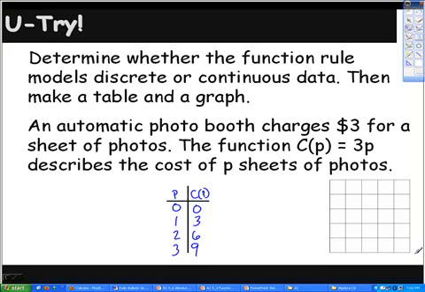So if this is my number of sheets, P, then this is my C of P, cost. So if I look at 1, 2, 3, 4, or 5, I should see along here. Let's go by 3s here. 3, 6, 9, 12, and then up here that'll be 15. So we would have 0, 0. We would have 1, 3, 2, 6, 3, 9. If we plugged in 4, we'd get 12, and if we plugged in 5, we'd get 15. So we just have this series of points. This is very discrete. We wouldn't connect those because it's not continuous.